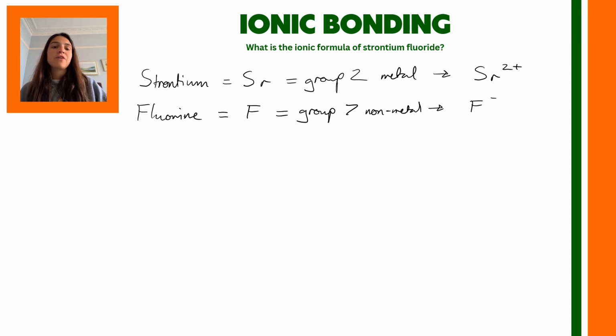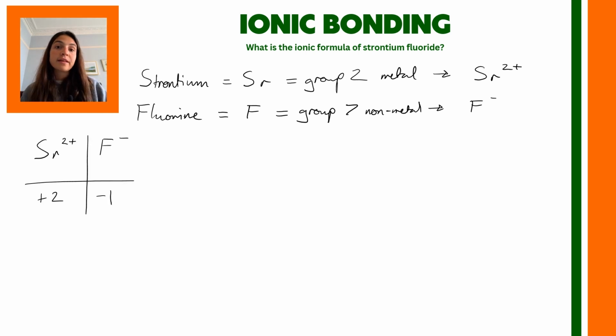Fluorine, group 7, means it's got 7 electrons in its outer shell. It's a non-metal. It gains electrons to become an ion. It gains 1 electron so that it's got a full 8 electrons in its outer shell. But because it's gained 1 electron, that means that it has a negative charge. So my fluoride has this negative charge.